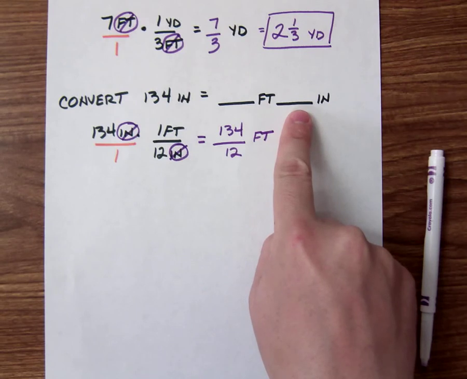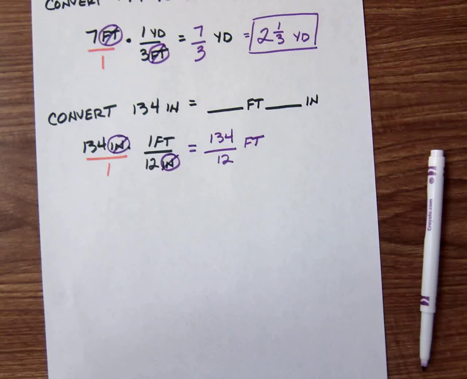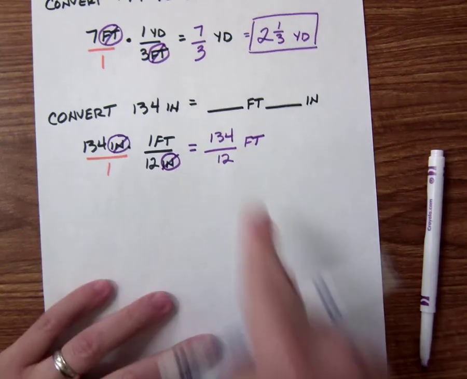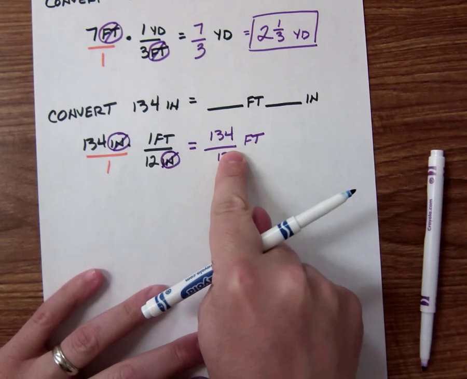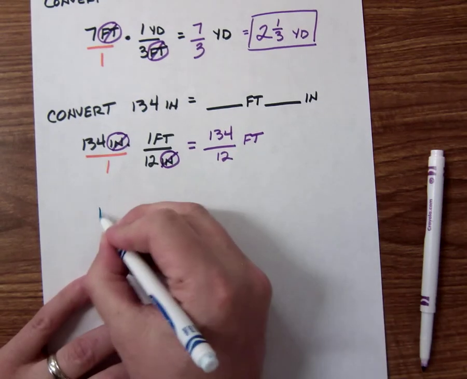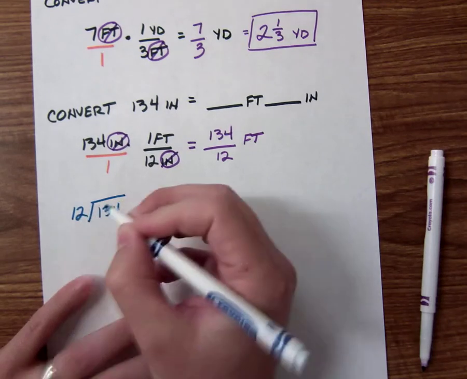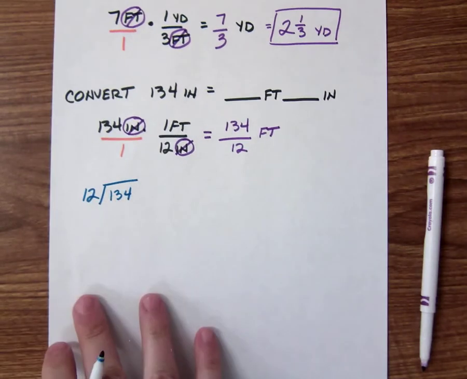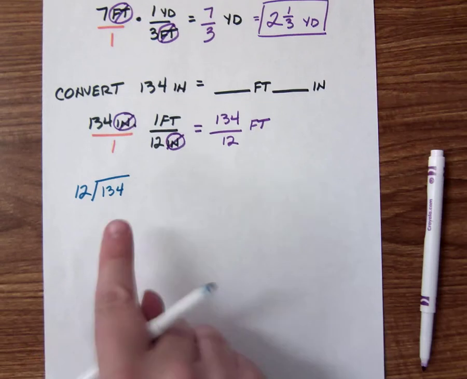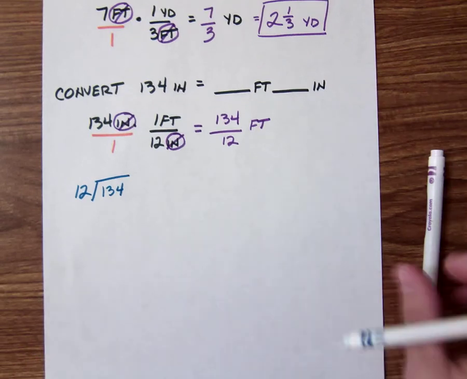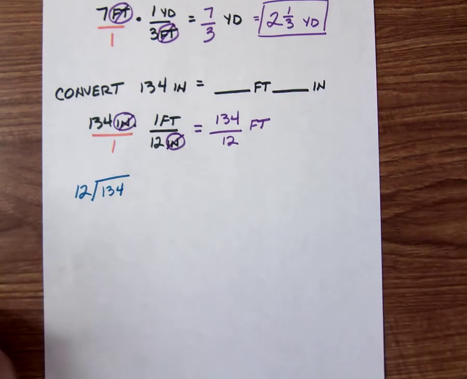So here's what I'm going to do. This is an ancient mathematical technique here, kids, called division. A fraction line means divide. So I'm going to do 134 divided by 12. Before I start, when I'm finished and I have a number here, what's that number going to mean? Feet. Exactly right.